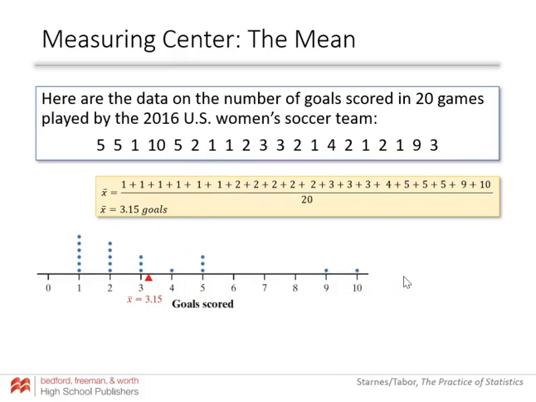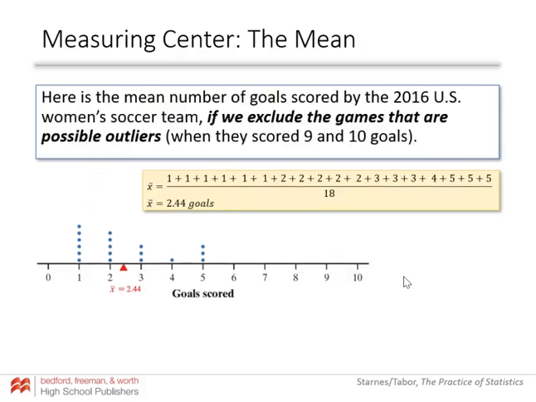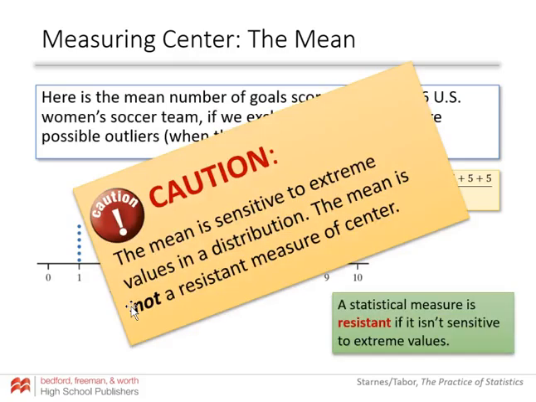So what we want to know is what would happen if we took those numbers out and found the mean of all the other games. Okay, so we eliminate the 9 and the 10, and now the mean is 2.44. That's a rather large difference. It's more than half a goal per game, which is kind of a big deal in soccer. So what this tells us is that the mean is sensitive to outliers. If there are outliers in a data set, they will have a large effect on the mean. Another way of saying that is the mean is not a resistant measure. So outliers can affect the mean.